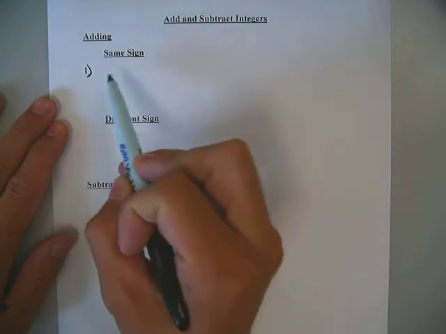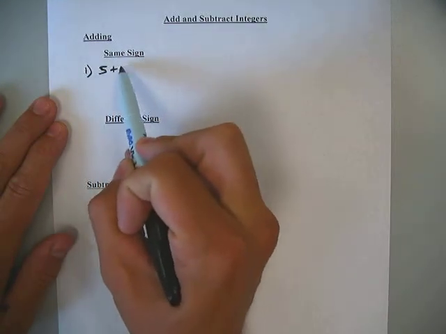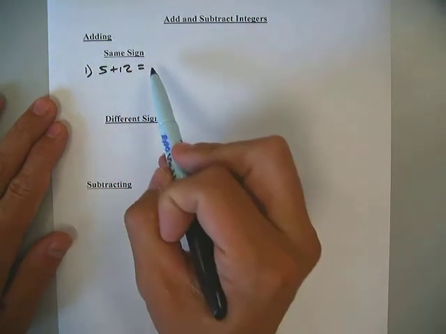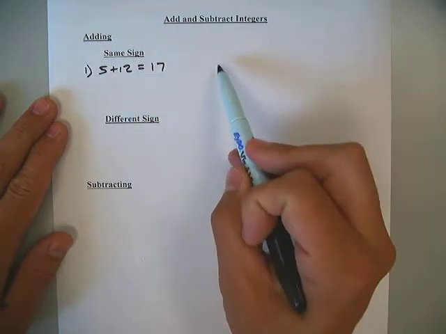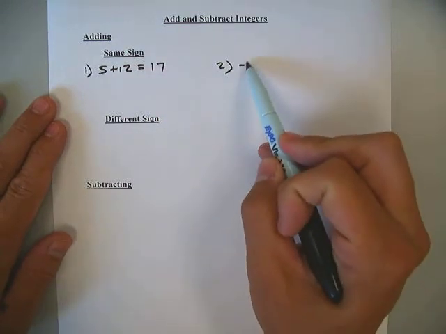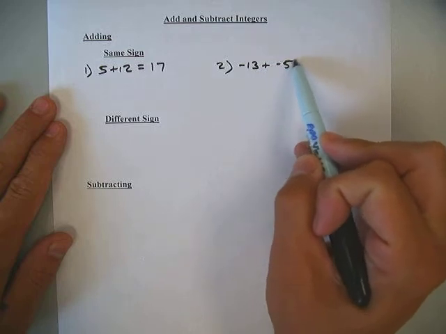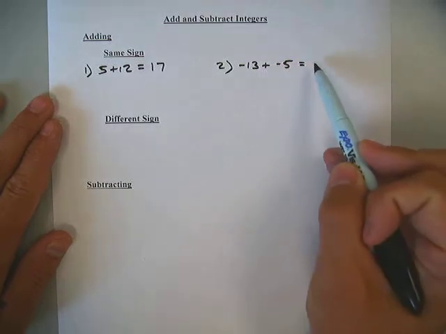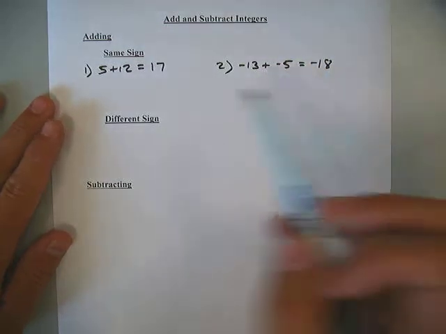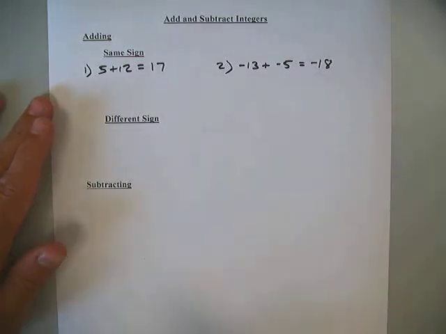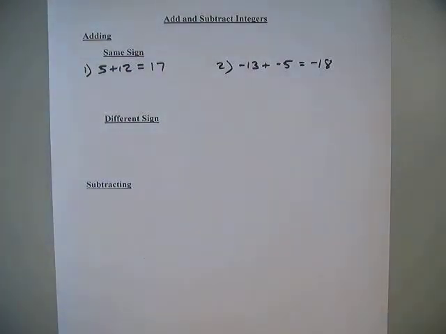For instance, something that you've done a ton of is something like this, 5 plus 12. That's easy, that's 17. And the rule applies also if we're talking about negatives. So, if you have negative 13 plus negative 5, well, that's just negative 18. If it's the same sign, you just add. That's all there is to it, and you just keep the sign. Nothing more difficult than that.